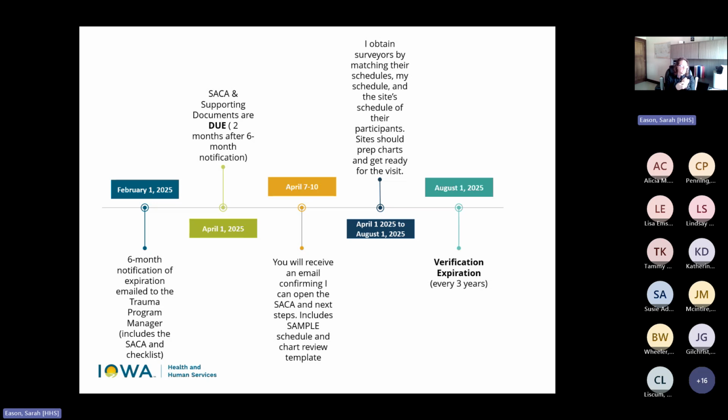Also, I should say when I send your confirmation email that I've opened your SACA and all your files, I do send a sample schedule with that email. Obviously, you'll need 4 months to kind of figure out schedules as well. That sample schedule tells you exactly who should be participating in your site visit. Also, there's a chart review template that comes with that email that talks about chart preparation. So if we're coming on-site or doing a virtual review, you're going to need to have some charts organized and put together.